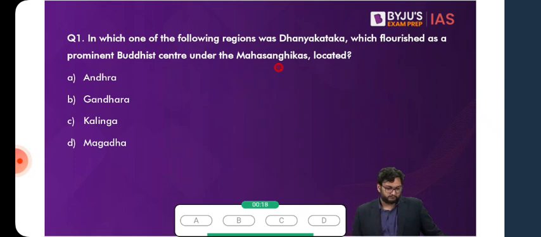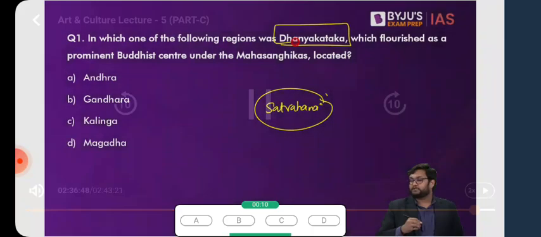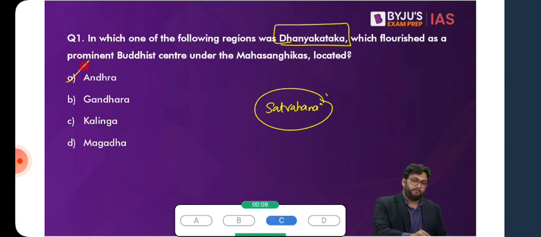Some people have just randomly put in the Satvahana chapter. One of the capitals of Satvahana was Dhanyakantaka, in Andhra. Don't believe me? Go through the first slide of Satvahanas and you'll find this answer there, which is which region is called Dhanyakantaka. Satavahanas were in the Andhra sector, the Deccan sector. Very easy to answer.